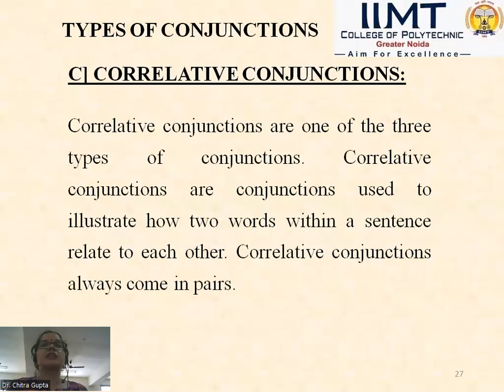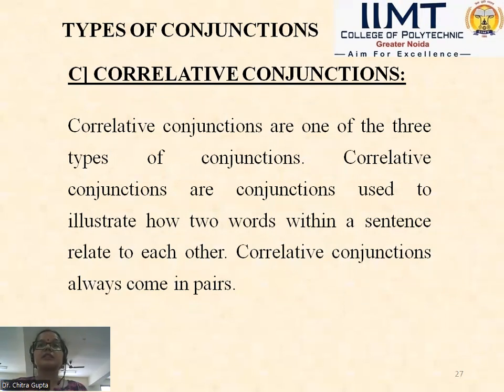The third conjunction is the correlative conjunctions. Correlative conjunctions are one of the three types of conjunctions. Correlative conjunctions are the conjunctions used to illustrate how two words within a sentence relate to each other. Correlative conjunctions always come in pairs.